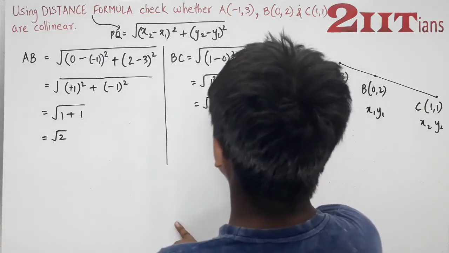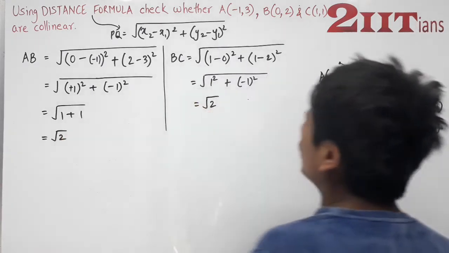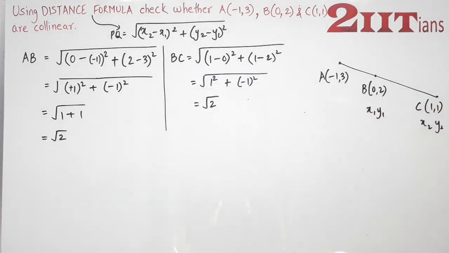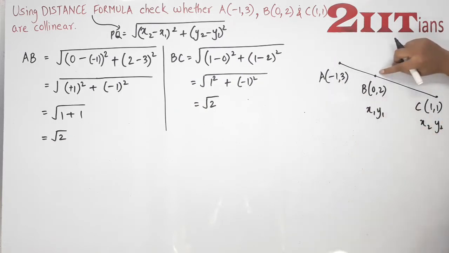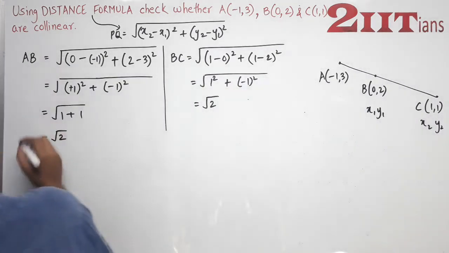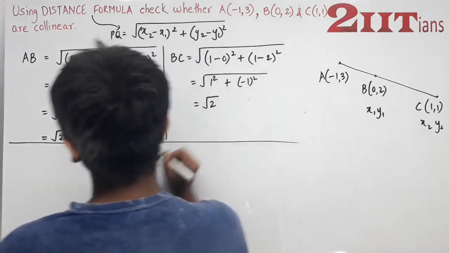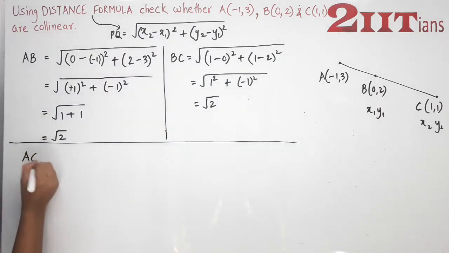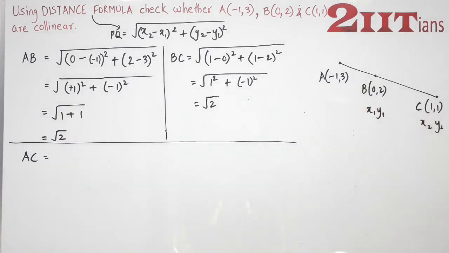This again becomes root 2. So fortunately these 2 distances come out to be equal. So this means that point B is the midpoint of AC. But this will not be the case always. So this is no result, okay? All we have to do now is calculate AC and check whether AC becomes the sum of AB and BC or not.